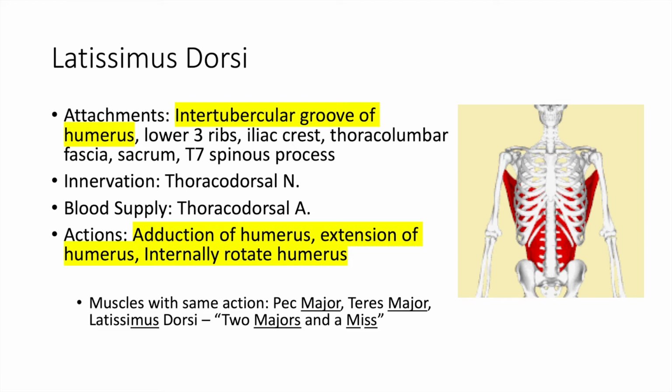So muscles with the same action, adduction of humerus, extension of humerus, and internal rotation of humerus, are pec major, teres major, and then as well our latissimus dorsi that we're talking about. So the way I can remember this is 2 majors and a miss. We have pec major, teres major, and the miss is latissimus dorsi.